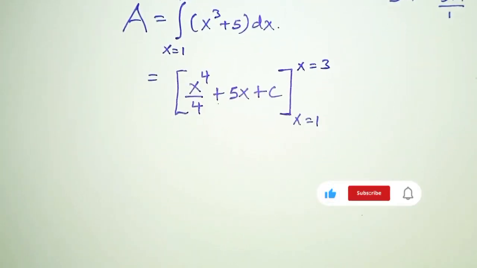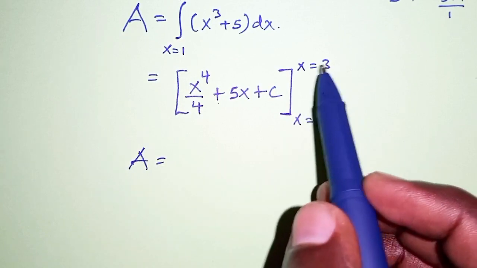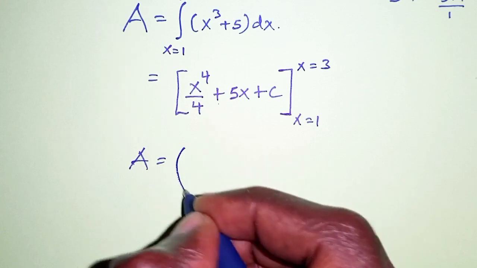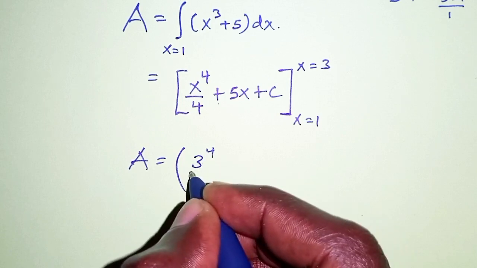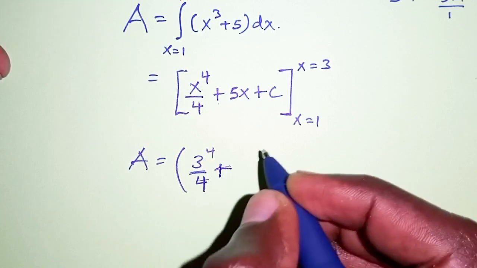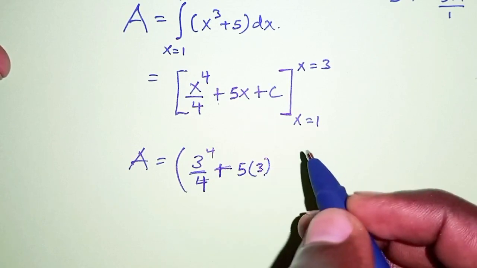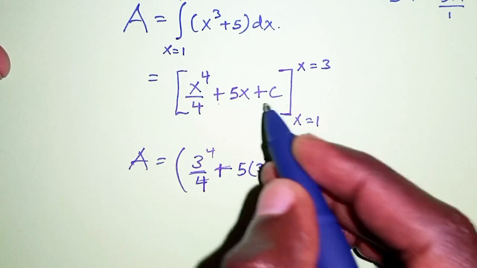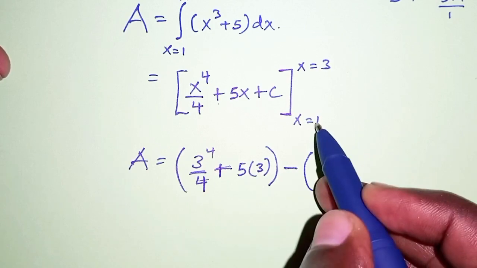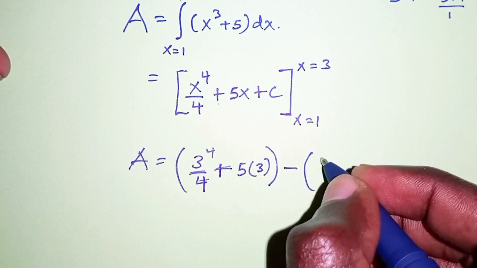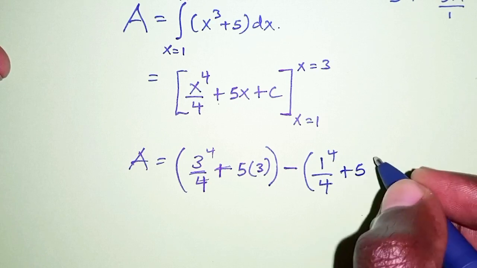The next thing, in order to determine the area, we are going to substitute these and get the difference. So we begin with the upper limit. Let's substitute in the first bracket. x is 3, so that we have 3 raised to 4 over 4 plus 5 times x, and x is 3. At this point, we can just ignore c because at the end of the day, it will still disappear. Minus, for the second bracket, we substitute 1. So we are going to have 1 power 4 over 4 plus 5 times 1 is 5.